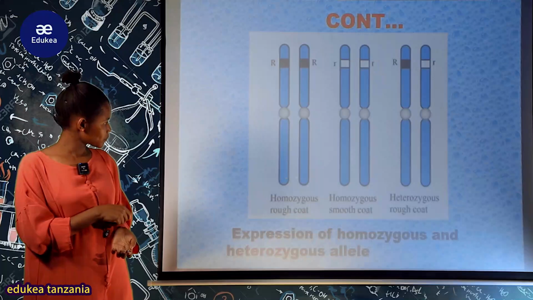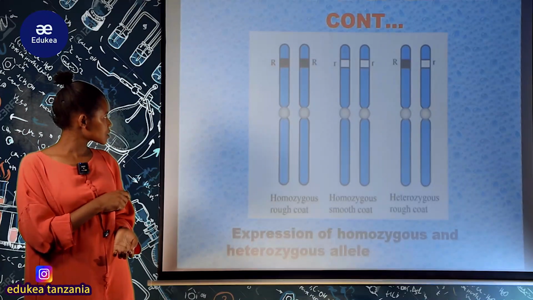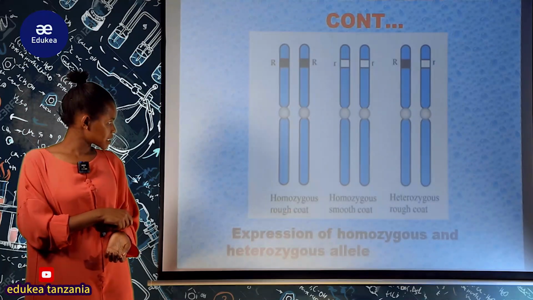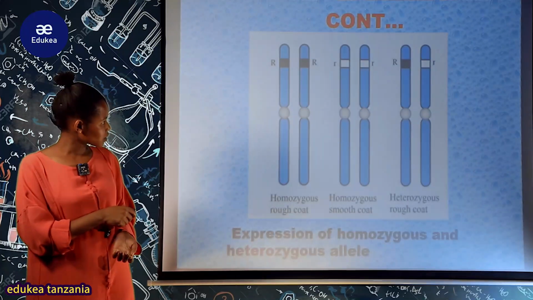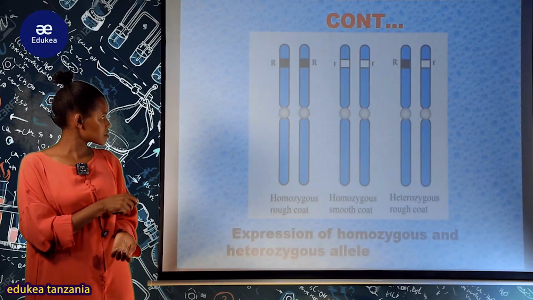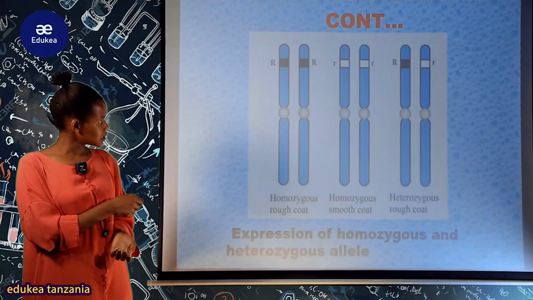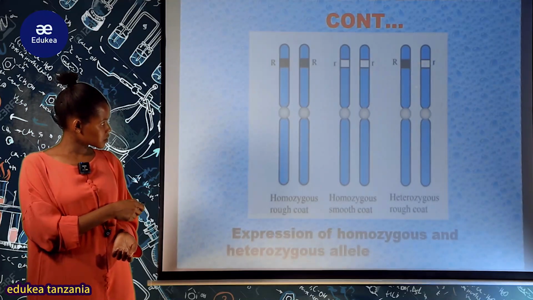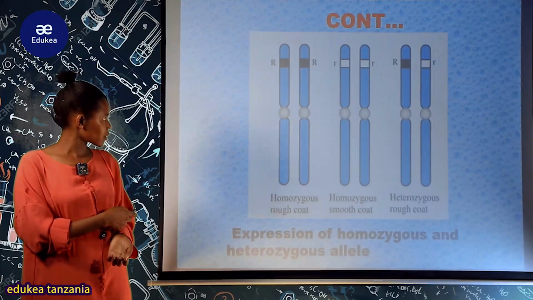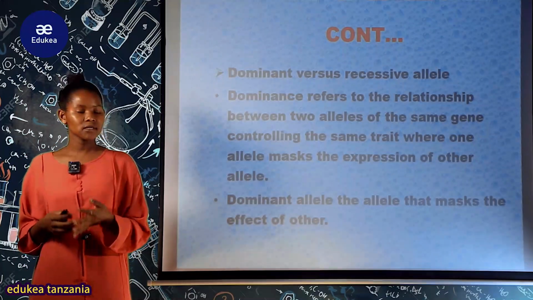As we see in this picture, this one is homozygous rough coat because in this chromosome we can see here is R and here is R. When they join we get homozygous rough coat. Also this one joins together r and r, and we get homozygous smooth coat. And this one we can see has different alleles on the loci of the same chromosome, and we get heterozygous rough coat. Hope you understand well. And now we are going to look at dominant vis-a-vis recessive.